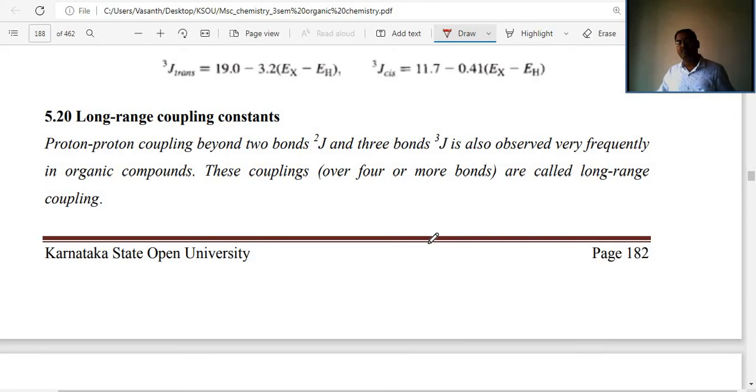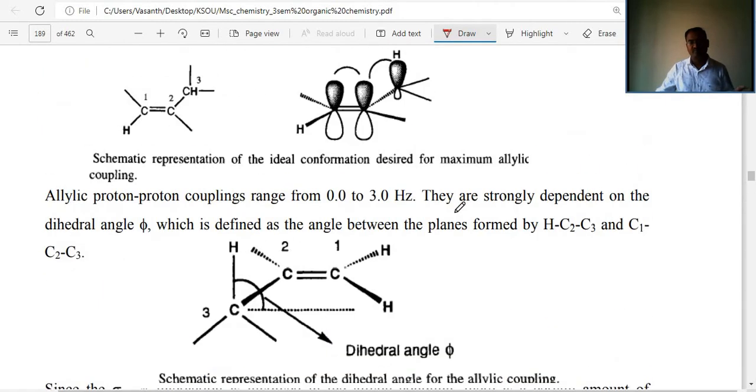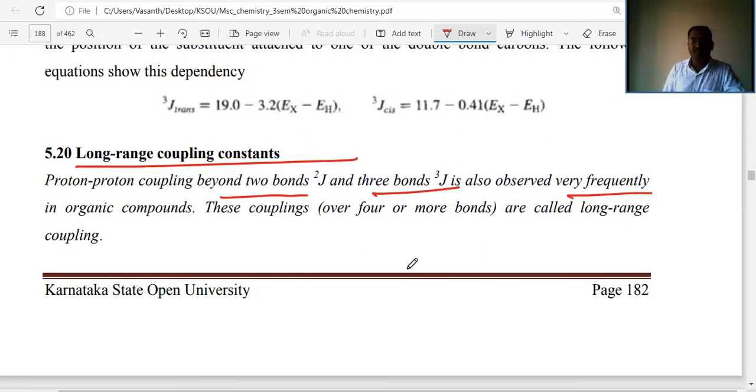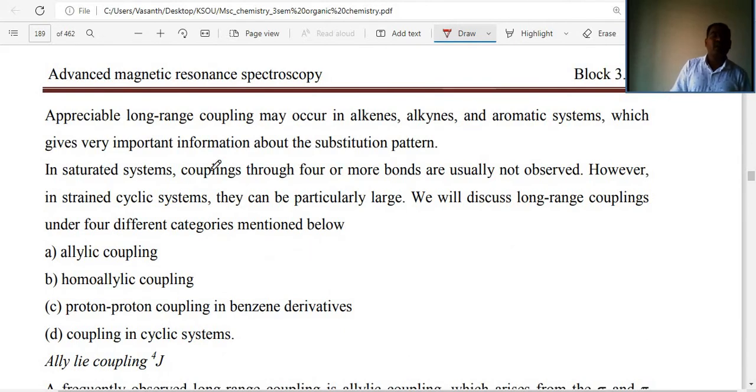This is the long range coupling constant. In long range coupling, proton-proton coupling occurs across more than three bonds. It is also observed very frequently in organic compounds. These couplings are called long-range couplings. Appreciable long-range coupling may occur in alkenes, alkynes and aromatic systems, which gives very important information about the system pattern.